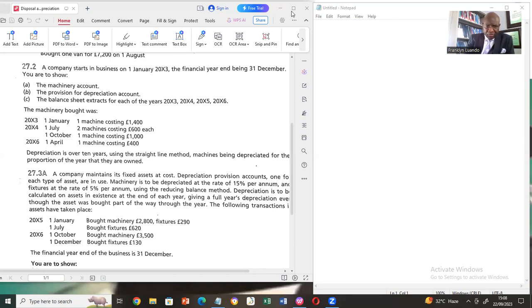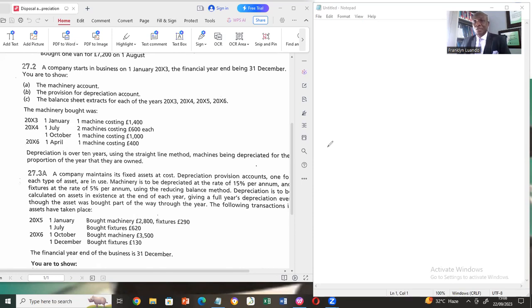So depreciation is a systematic allocation of cost less scrap value for non-current assets, spread over the useful life of the asset. That is very important. That is the meaning of the term depreciation.